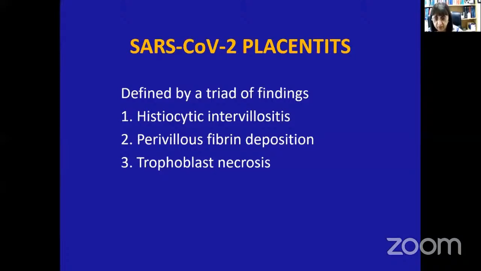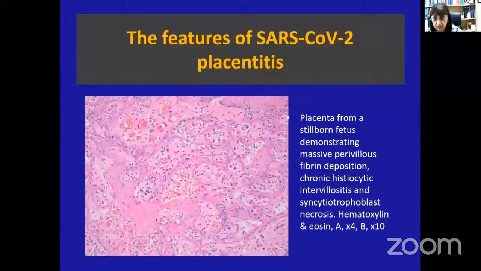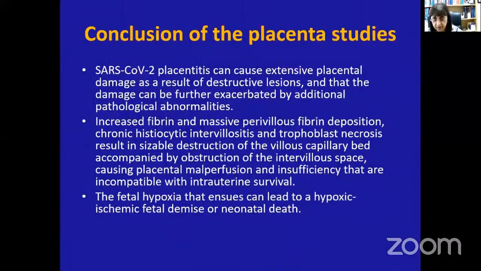And then you have trophoblast necrosis. This particularly affects the syncytial trophoblast. So the gas exchange unit, which is the villus surrounded by the maternal legs, is severely deranged. And as a consequence of that, you have babies being born stillborn because you have all of this inflammation and necrosis. So it's almost like having perinatal asphyxia.